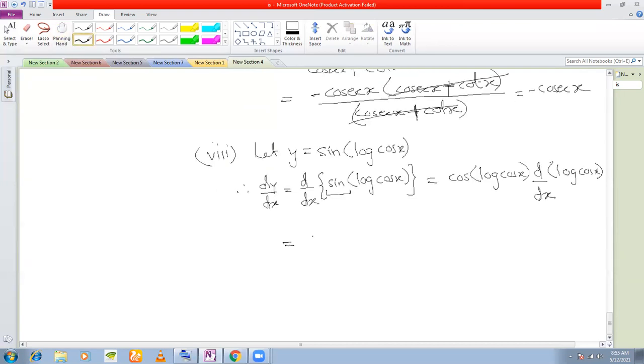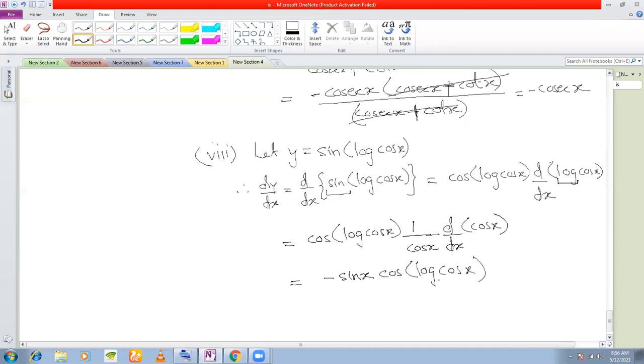Next, cos log cos x. And now what do you do? Here you have log first, so you differentiate log. What do you get? 1 by cos x. And then you differentiate what is within the log, and you have cos x within the log. So what you get here is minus sin x, because d/dx of cos x is minus sin x, into cos log cos x divided by cos x. And that is your answer.